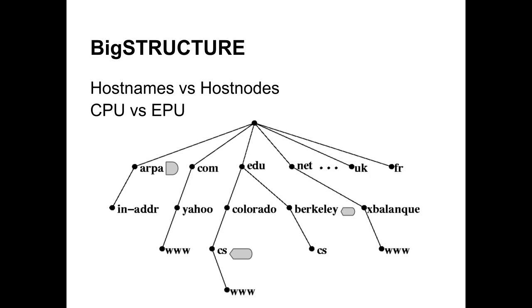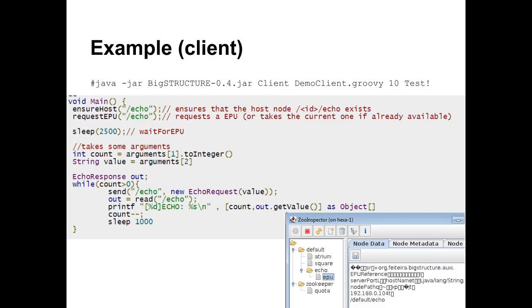Ephemeral processing units are basically amounts of processing power that exist but are volatile. They can be attached to any host name. It's like as if you have a CPU which was moving between different hosts. Now let's look at an example.